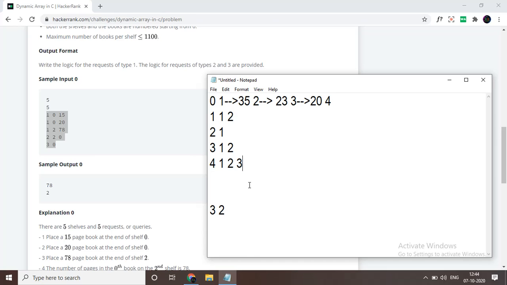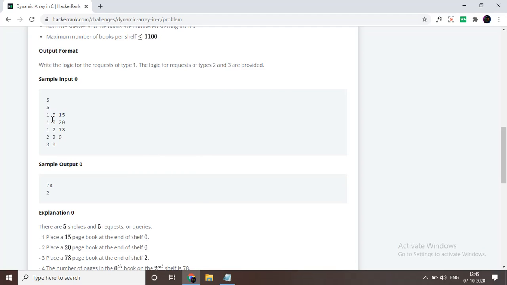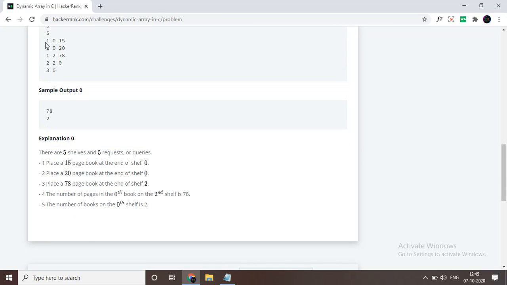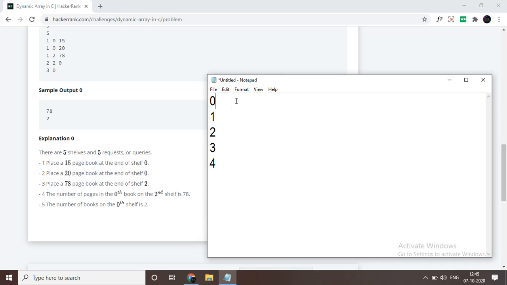Initially, this contains only 5 shelves, like this, and there are no books. First of all, these are the 5 shelves. Based on this, we have to find the output. Just observe the explanation. 1 0 15 means I have to place a 15 page book.